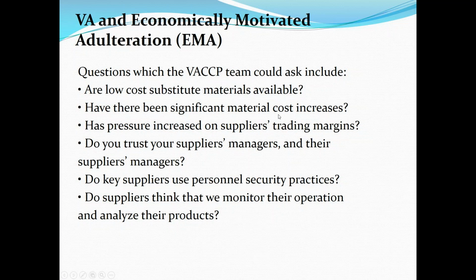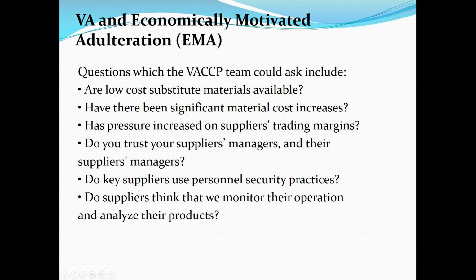Have there been significant material cost increases? I mean, I'm talking about the original material. Did the cost actually increase in the recent past? Has pressure increased on suppliers' trading margins? When the profit margin gets reduced, there is a tendency to substitute with cheaper items.